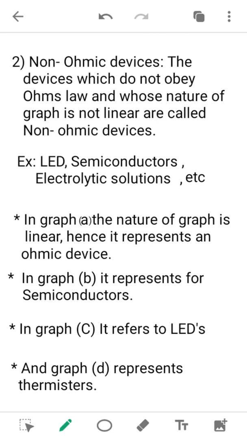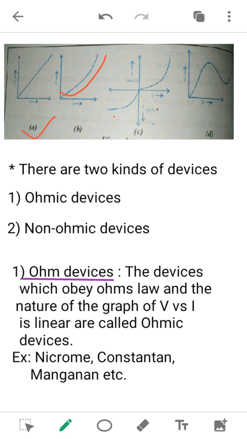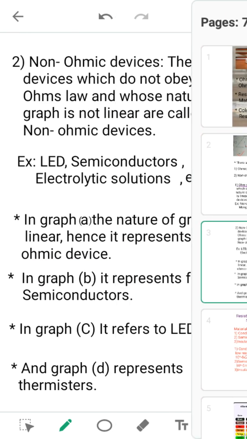And the graph C represents the LEDs, that is for the forward bias and for the reverse bias. So there are two types here, right? This is the forward bias and this is the reverse bias. The reverse bias is in the negative quadrant, and the forward bias will be in the positive quadrant.